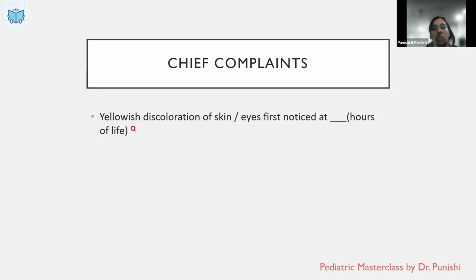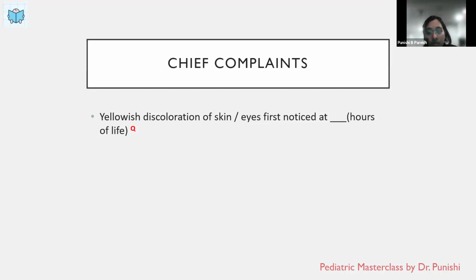Okay, so let's say the child has come to you at 72 hours of life and the mother noticed jaundice 12 hours back. So that's 60 hours of life. You will not say yellowish discoloration 12 hours back. Why? This is because it gets extremely confusing for the examiner to sit and calculate that, okay, now the kid is 72 hours, so 12 hours back, that is 60 hours. Don't do that. You always say that the yellowish discoloration was first noticed at these many hours of life. Okay, I hope that's clear.